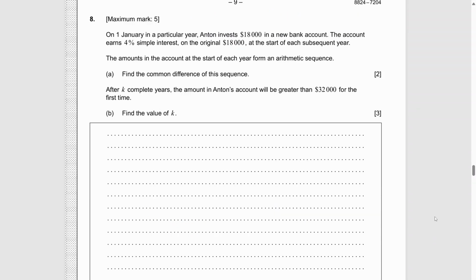Question 8. Invest 18,000 with a 4% simple interest rate. The question reminds us it forms an AS. Part A. We need to find the common difference. That is just 18,000 times 0.04. Part B. After K years, the amount is greater than 32,000.